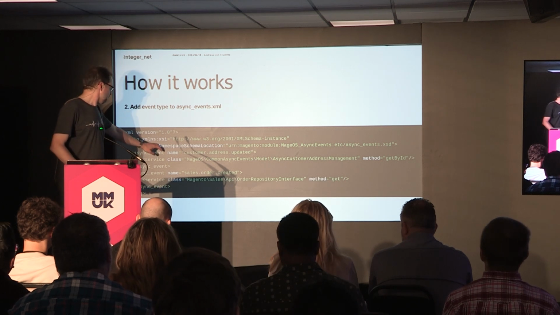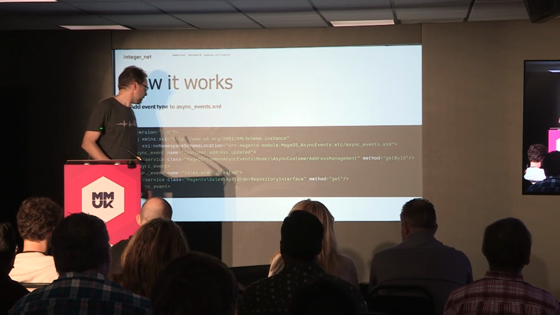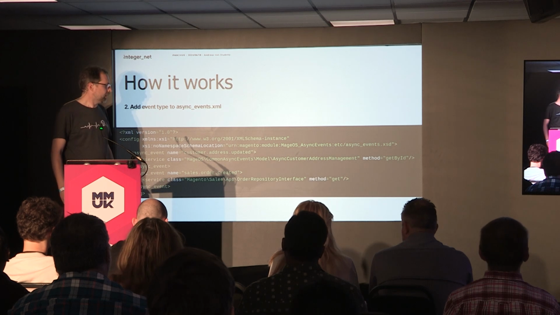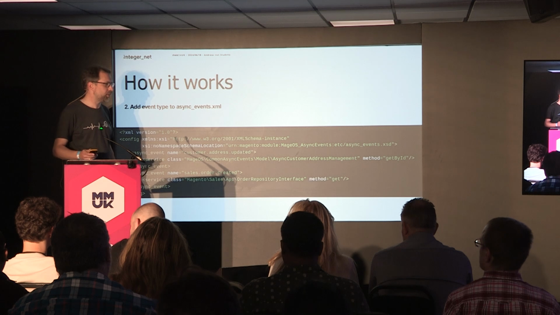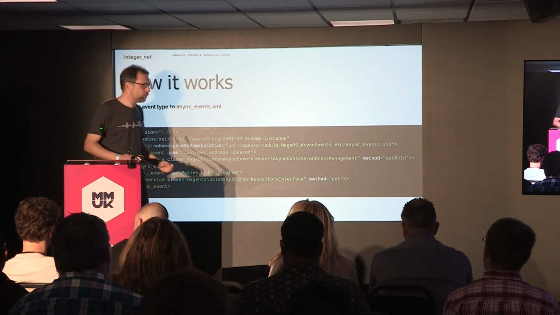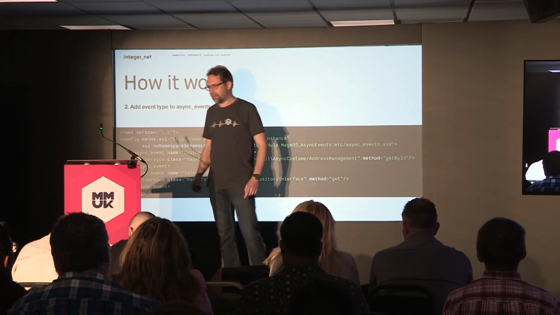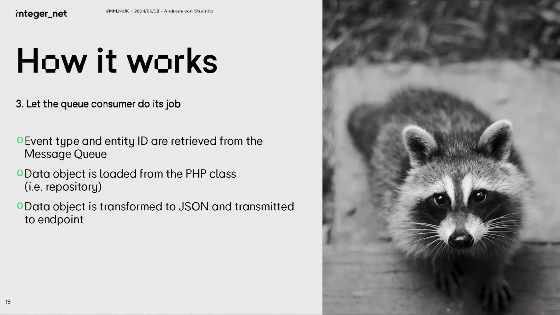We have two examples here, and this one belongs to our example, customer address updated. That's the name of the event. And what we are giving is a service class. That's the class name of the repository or the class we are using to retrieve the data object. So remember, we are giving an ID, and we are getting by ID a data object. And this data object is received and transformed to JSON and then sent via HTTP or one of the other methods.